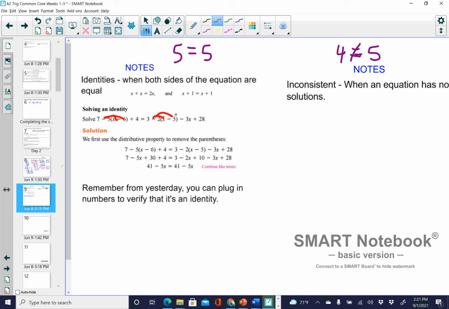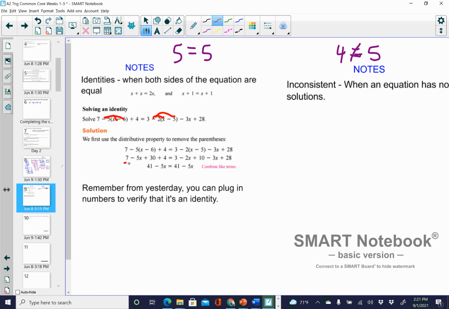You're going to distribute here. Negative 2 times x gives you negative 2x. Negative 2 times negative 5 gives you positive 10. The minus 3x comes down, the plus 28 comes down. You're going to combine like terms, okay?